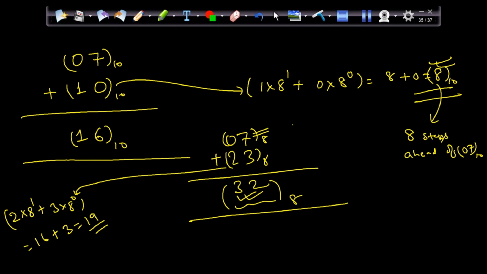But the method of adding two numbers is just adding the digits at each place. And if you get a carry, then you forward the carry to the left side. That's how we actually add two numbers. Let's take this example only and do it with the carry method.